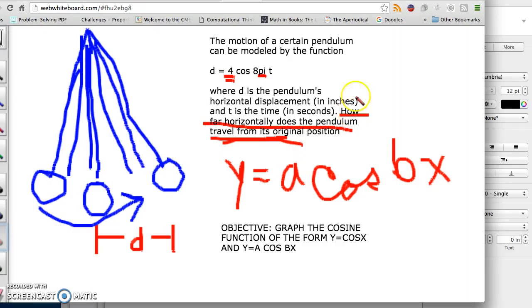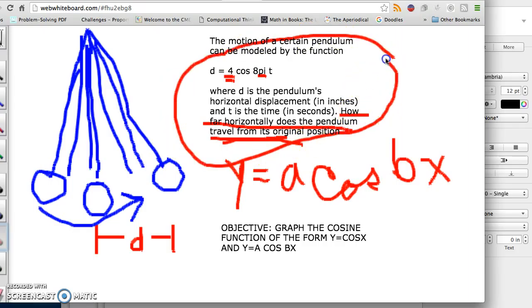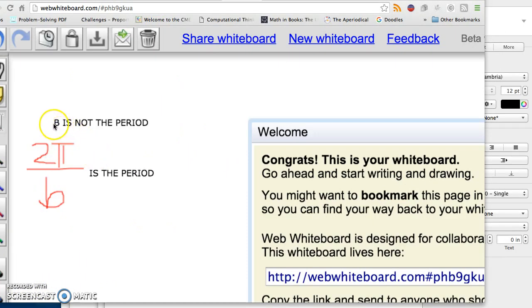But the problem didn't ask for the period. The problem only asked for the amplitude. Remember, b is not the period. That's a common mistake with sine and cosine functions. Something to remember: b is not the period. It's the thing in the equation. 2 pi over b is the period.